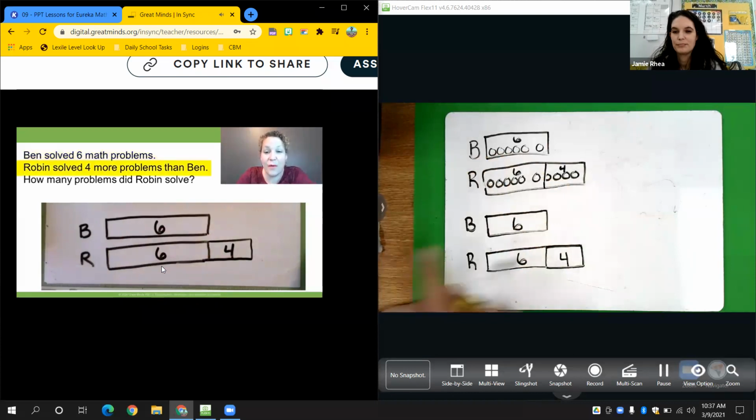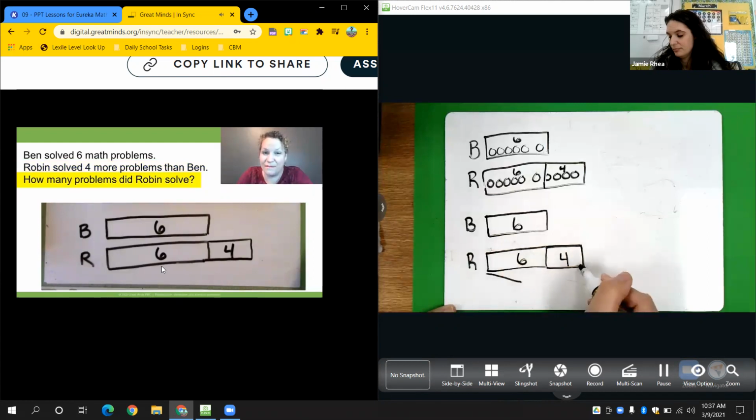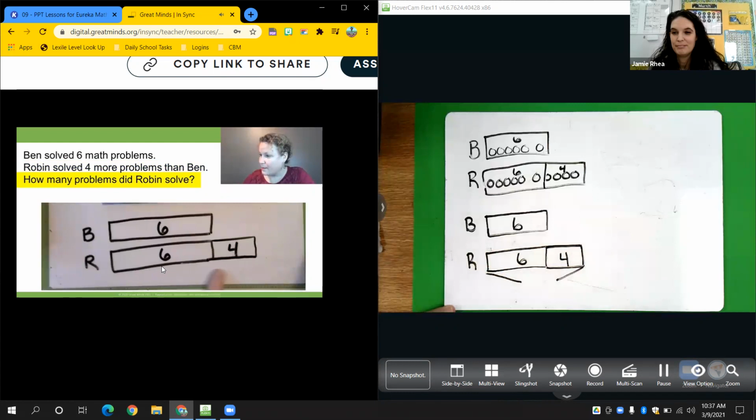Robin solved 4 more problems than Ben. Point to that part of the model. The 4 more is this part right here. How many problems did Robin solve? Point to your double tape diagram. Robin's total math problems solved is this whole tape. 6 and the 4 added together.